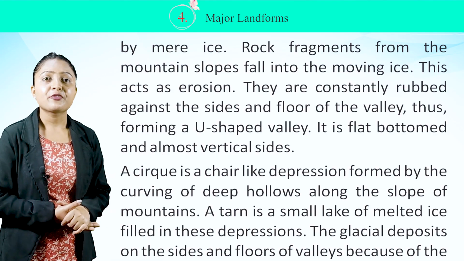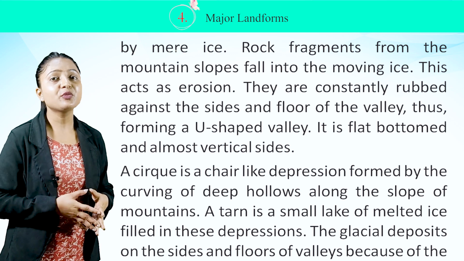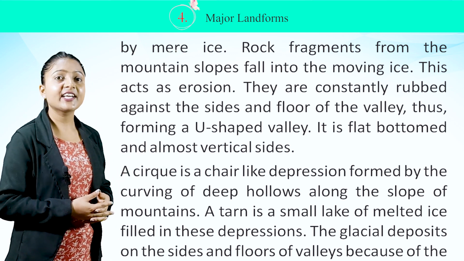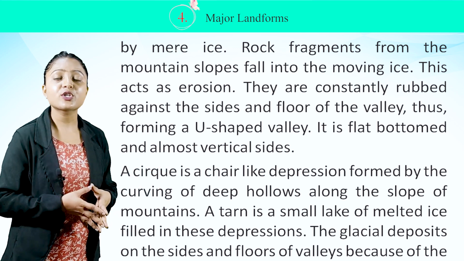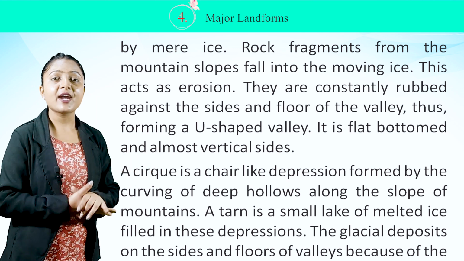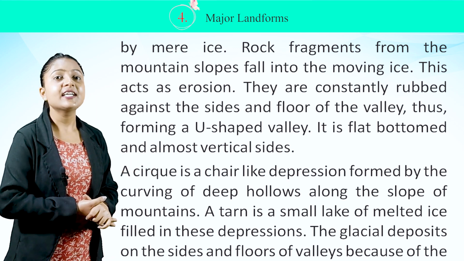Rock fragments from the mountain slopes fall into the moving ice. This acts as erosion. They are constantly rubbed against the sides and floors of the valley, thus forming a U-shaped valley. It is flat-bottomed and has almost vertical sides.